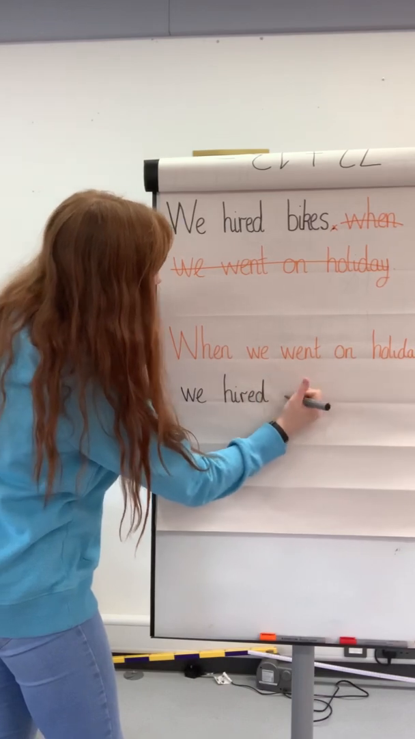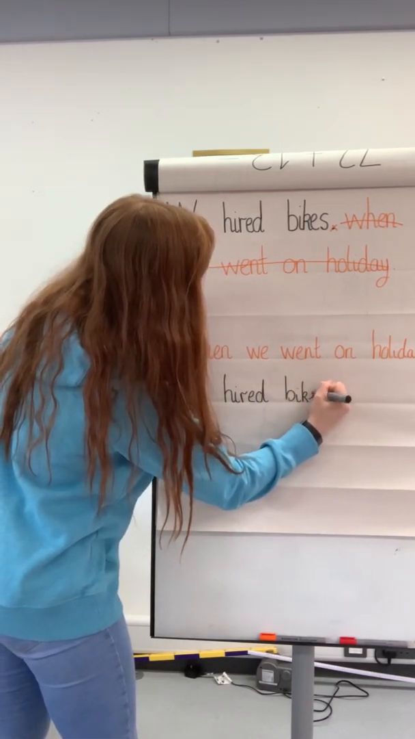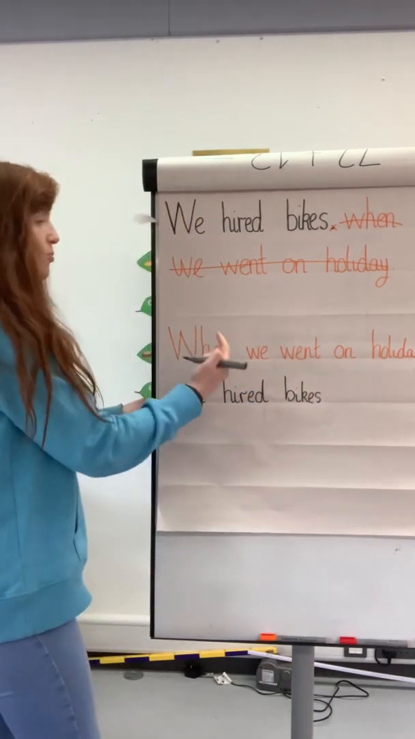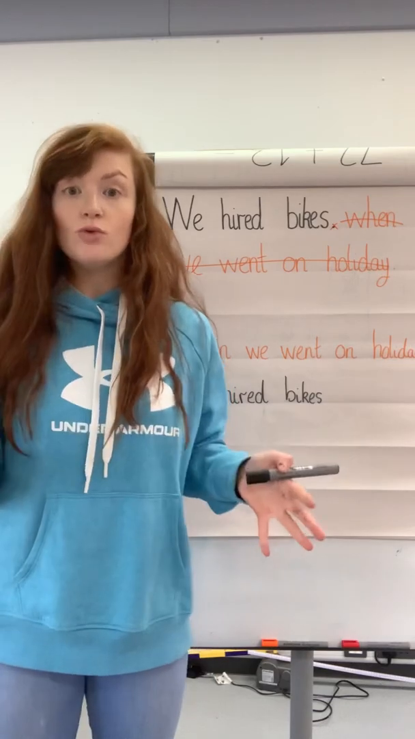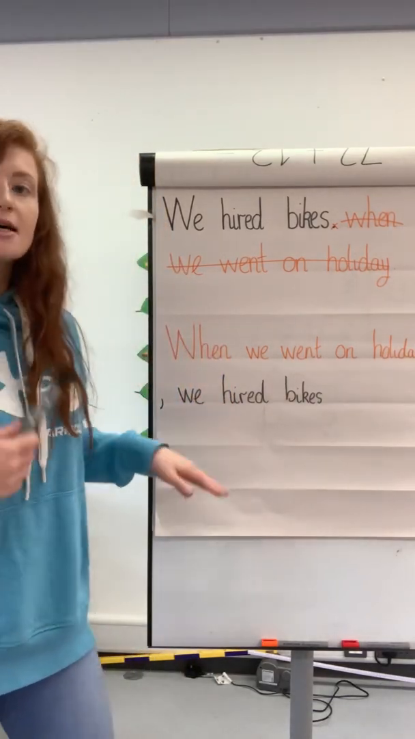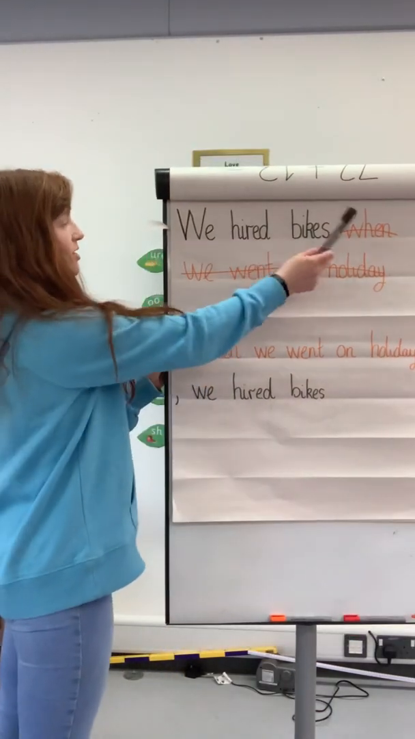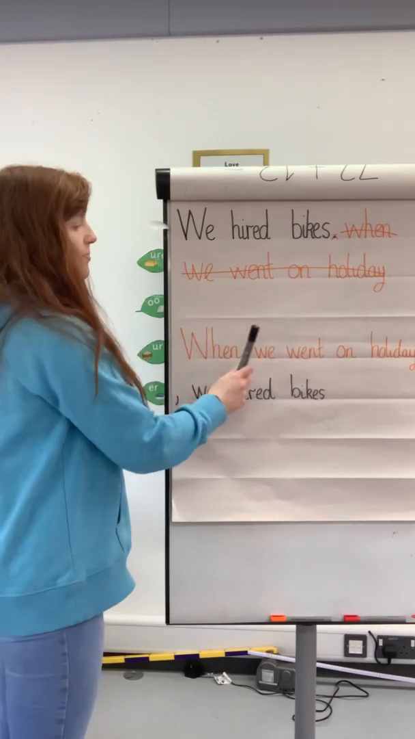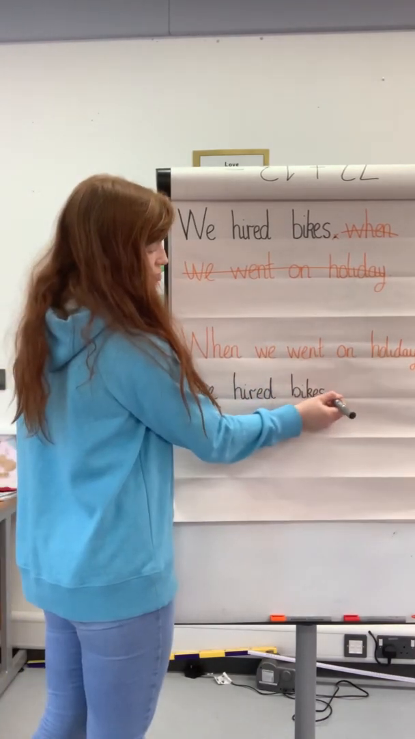So you're moving the clauses. The clause at the beginning now, the orange one that says "when we went on holiday", wouldn't make sense as a sentence on its own. Okay, it's called a subordinating clause. It needs the main clause to make sense. So I've just moved it. We hired bikes when we went on holiday. When we went on holiday, comma, we hired bikes. And then we can put our full stop on the end.